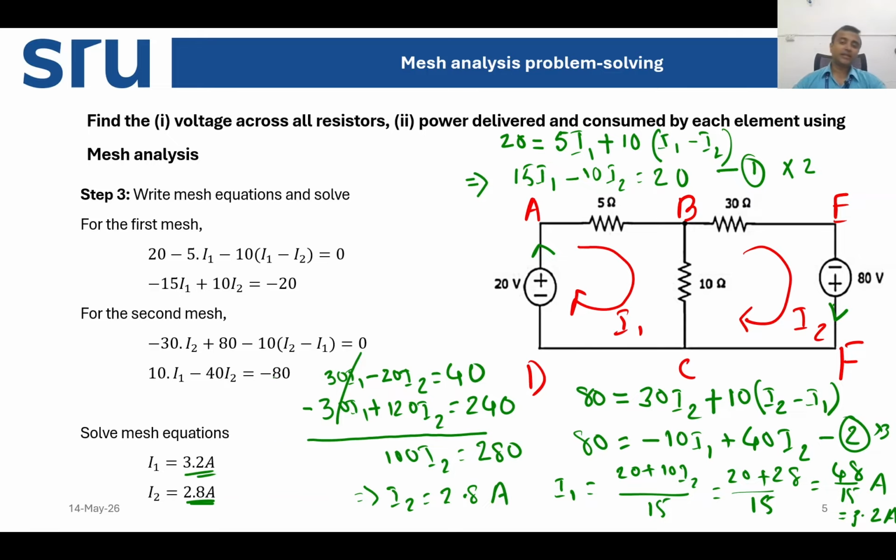So you can understand that solving by mesh analysis is not a very big deal. This particular problem can also be solved by nodal analysis, but you can see that the nodes are obviously A, B and F. So these are the three nodes, and you can calculate the nodal voltages accordingly, and we can also calculate the current. So now we can calculate the other parameters here.